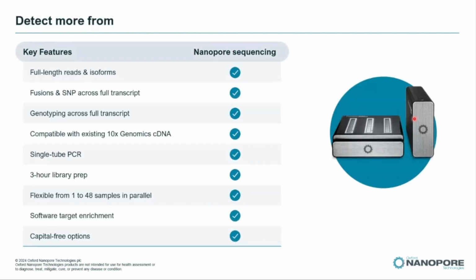In summary, I hope I've convinced you that using long-read sequencing and nanopore sequencing in particular, you'll be able to unravel more information from your single-cell experiment. You'll get isoform information. You'll get fusions and SNPs information. You'll be able to do this with a single tube, a 3 hour library prep after the 10x initial isolation of cells.